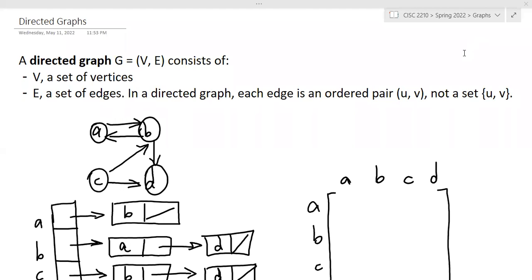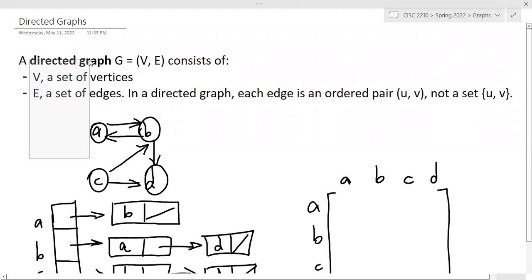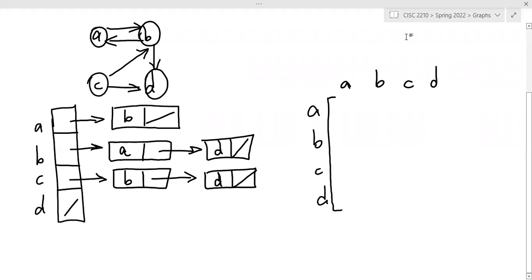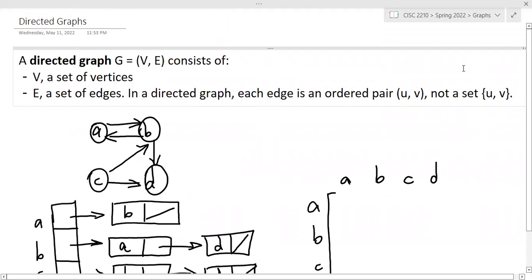One final topic for graphs. This is a new type of graph called a directed graph. A directed graph G consists of V and E. V is a set of vertices, and E is a set of edges. Now, in a directed graph, each edge is an ordered pair (U, V), not a set {U, V}.